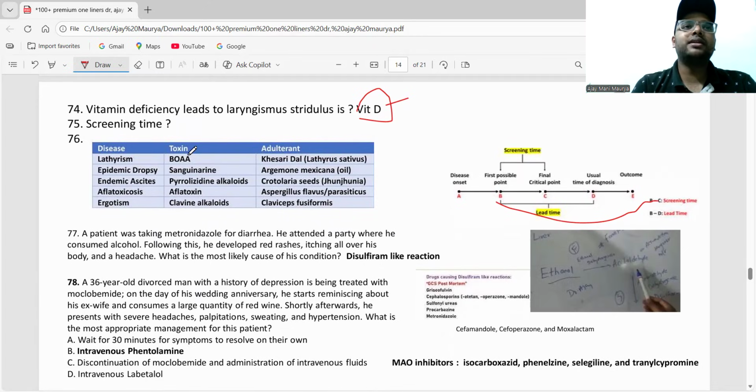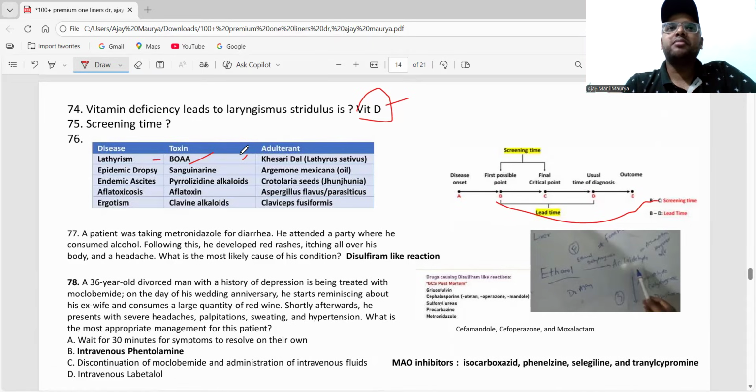Next one, remember this one: disease, toxin, and adulterant. Kesari dal, remember, lathyrism. It is BOAA, which is a neurotoxin. It will cause paralysis. It will cause paralysis of the lower limb. So upper and lower limbs.